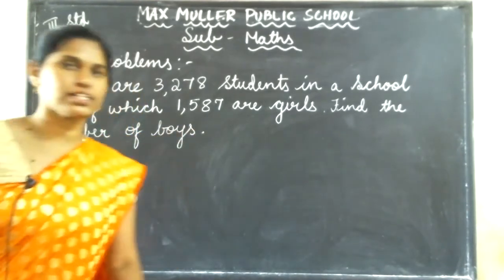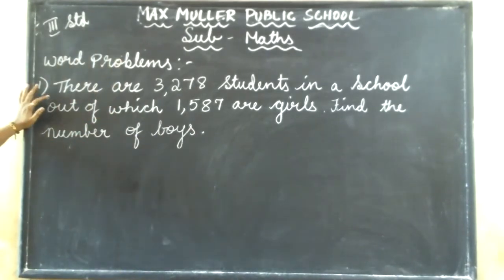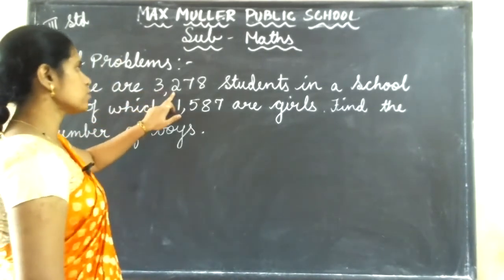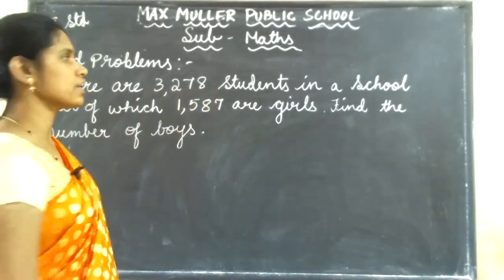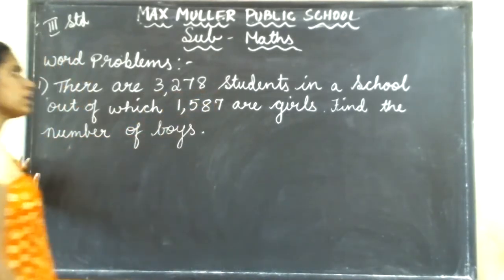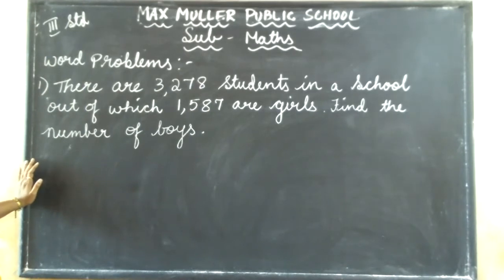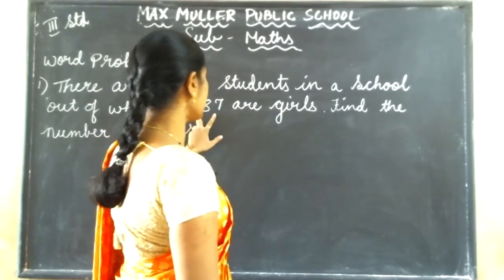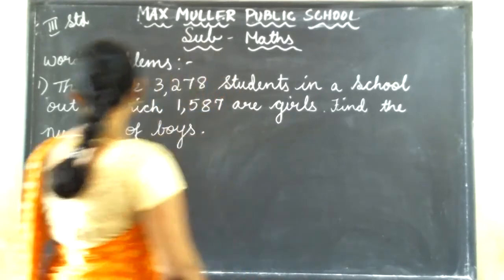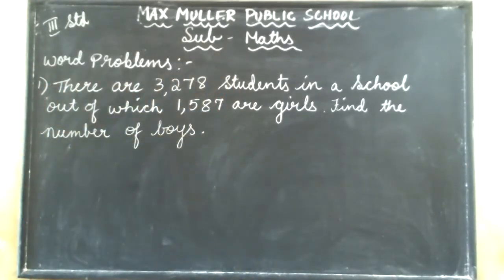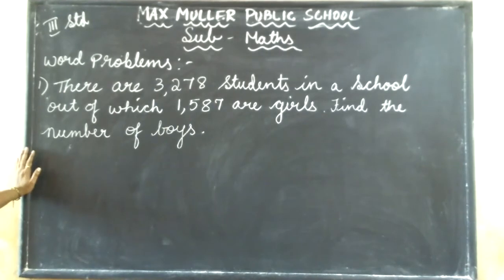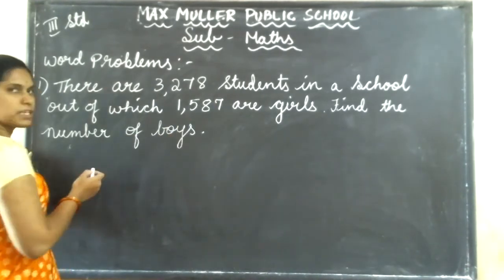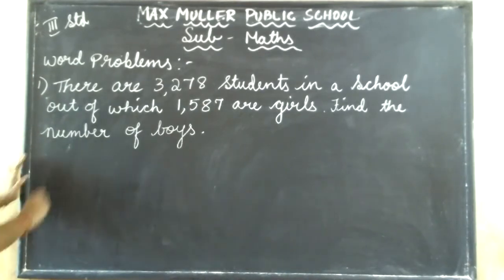First you understand what they are telling here. 3,278 students are there in a school. In a total school, there are how much? 3,278 students are there, out of which 1,587 are girls. Find the number of boys. To do that one, what you are going to do? Find the number of boys means you have to subtract there.